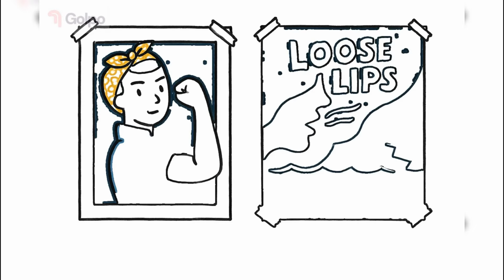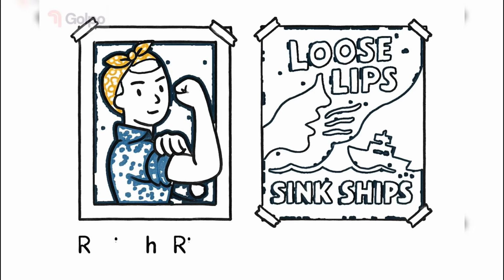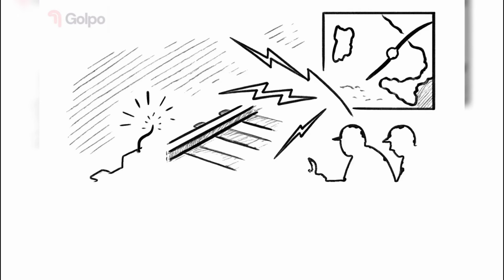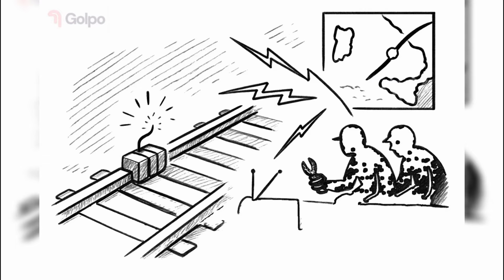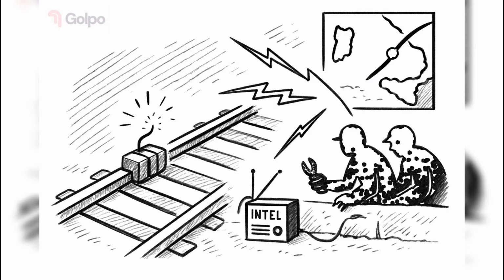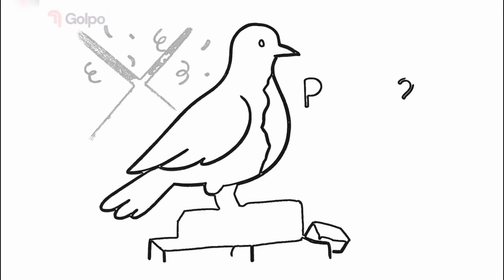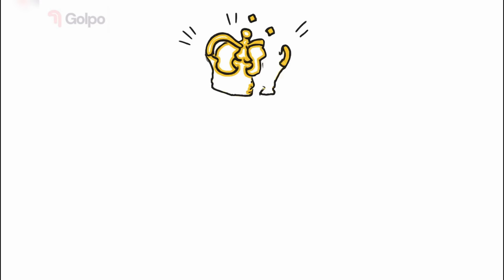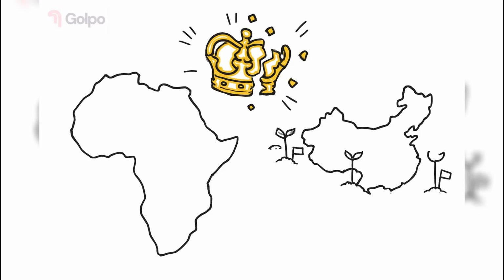Propaganda posters like Rosie the Riveter mobilized millions of women into the American workforce, while slogans warned that loose lips sink ships. And in occupied lands, resistance movements sabotaged railways and relayed vital intelligence, fighting a shadow war. The war's end didn't bring simple peace. It shattered old empires, accelerating decolonization across.